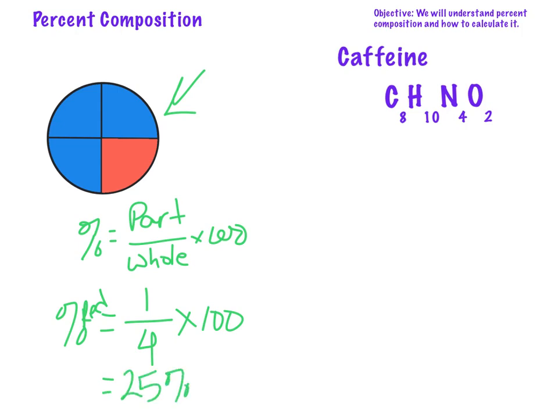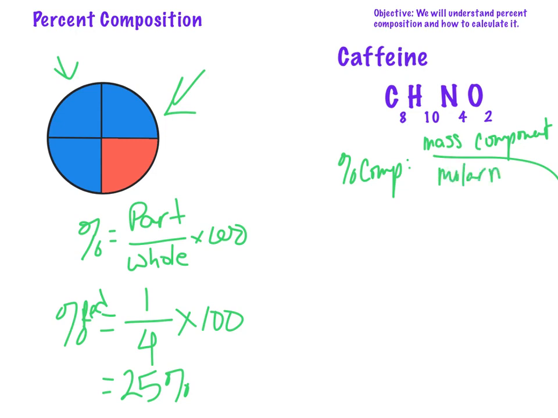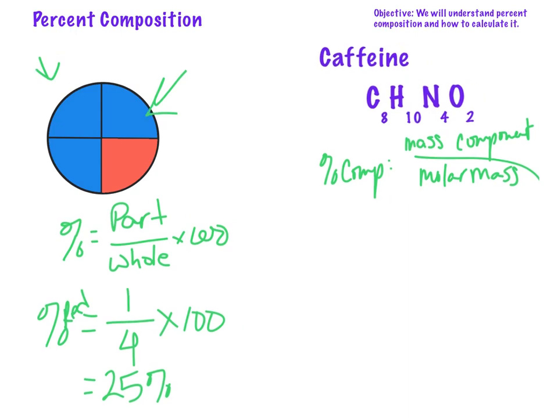We just calculated percent composition of this circle pie thing that I have here just by doing part over whole times 100. Now, percent composition, when we're talking about it in chemistry, is no different. We're going to take the mass due to the element, the component that we care about, over the total mass of the compound. And in chemistry, we call the total mass the molar mass, times 100. I ran out of room for the 100, so give me a second, let me move everything over.